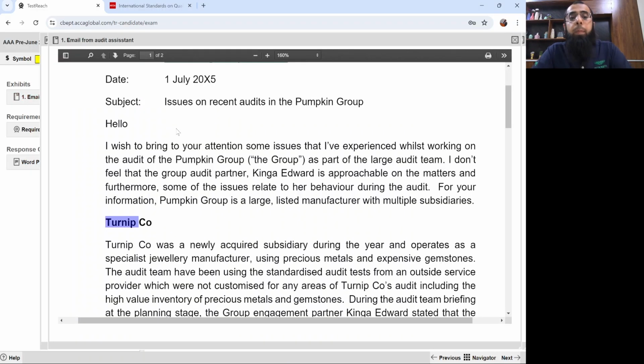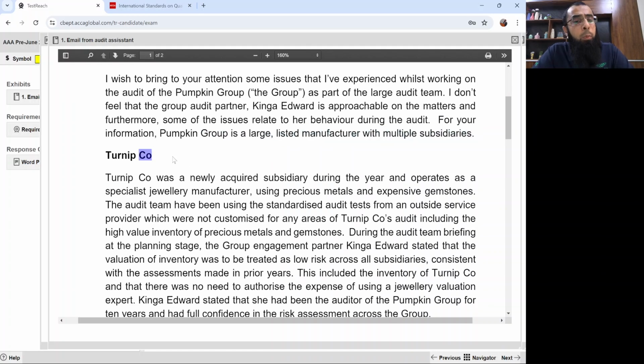Okay, so let's read this Exhibit 1 and identify the ethics and quality issues which exist in this audit activity. I wish to bring to your attention some issues that I have experienced while working on the audit of Pumpkin Group as part of a large audit team. I don't feel that the group audit partner, Kinga Edward, is approachable on the matters. And furthermore, some of the issues relate to her behavior during the audit. For your information, Pumpkin Group is a large listed manufacturer with multiple subsidiaries. Let's go into detail of the audit activity, and we'll be able to identify more issues relating to ethics and quality control relating to this audit activity.